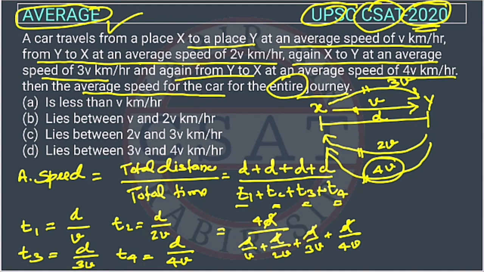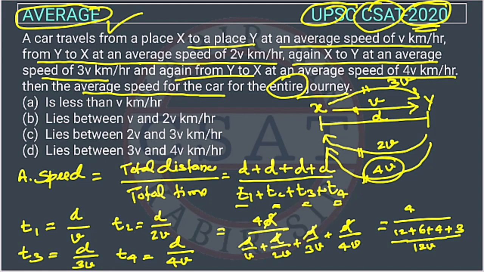Now we have to take the LCM of this. So it will be 4 upon, the LCM will be 12V. So here it will be 12 plus 6 plus 4 plus 3. I am taking the LCM, nothing else I am doing. So this 12 will come out this side.